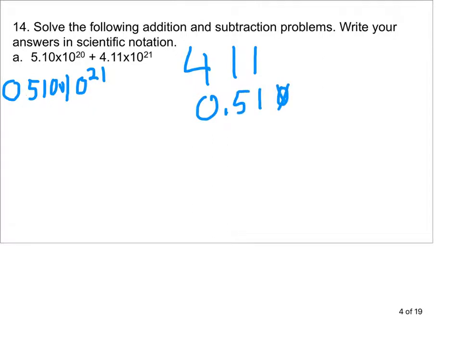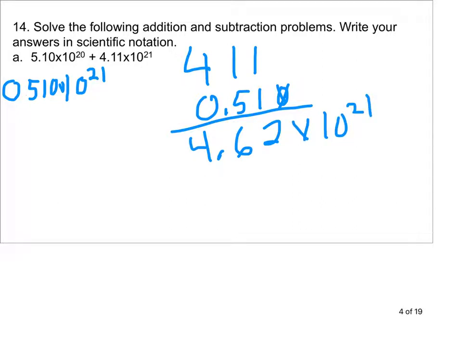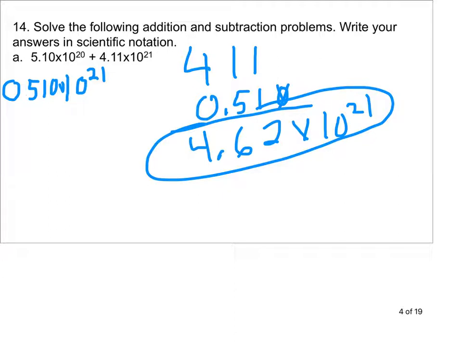The 0 here doesn't make a difference. I'm going to keep as many decimals as the shortest number of decimal places is. So we're going to keep 2 decimal places. 4.62 times 10 to the 21st. If they had units on it, you'd need the same units, and then you'd keep the units also.